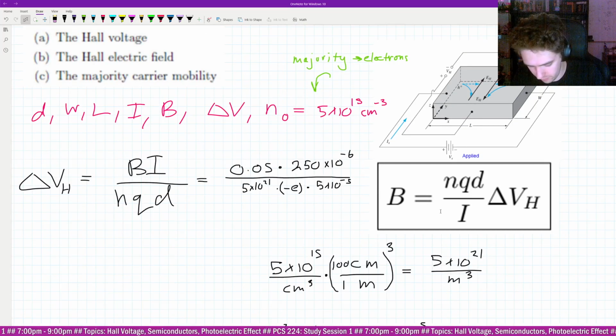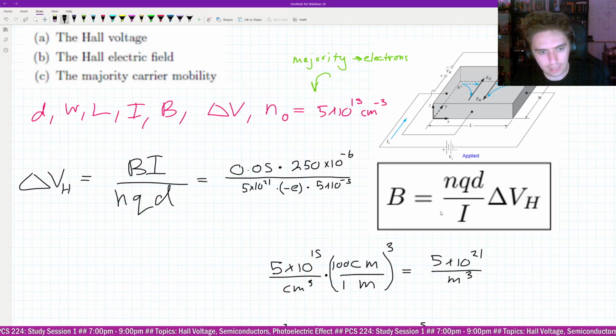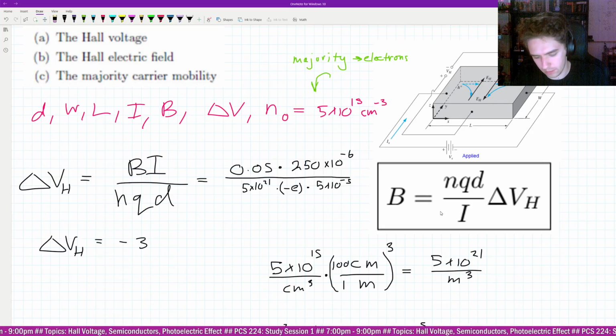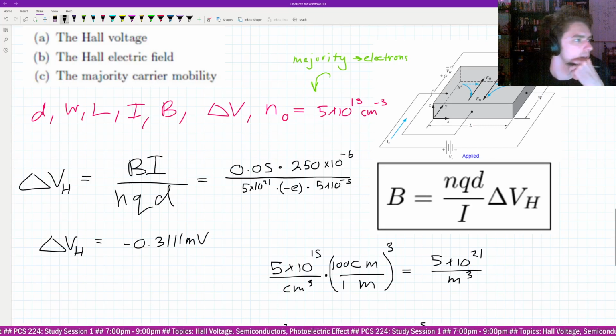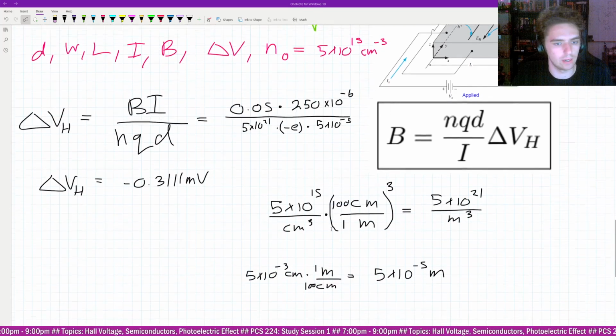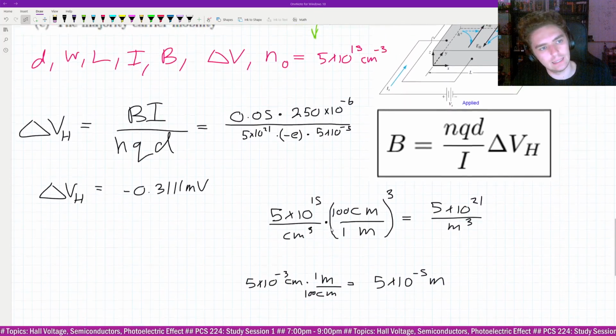0.05 times 250 times 10 to the negative 6 over 5 times 10 to the 21 times negative 1.607 times 10 to the negative 19 times 5 times 10 to the negative 5. And I get delta V_H is equal to negative 0.3111 millivolts. Let's see if that's correct. Negative 0. Yeah, pretty much. Okay. Then that's for part A.